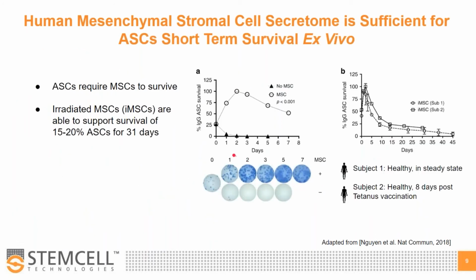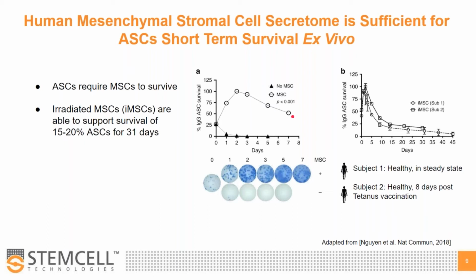So one of the first things that the authors did was to actually show that MSCs themselves in a co-culture are able to support antibody secreting cell survival in vitro. So what you see in A is that when antibody secreting cells are cultured just in media, they diminish by day 2. However, when they're co-cultured with mesenchymal stromal cells, they're able to survive. 50% of cells are able to survive up until about day 7.